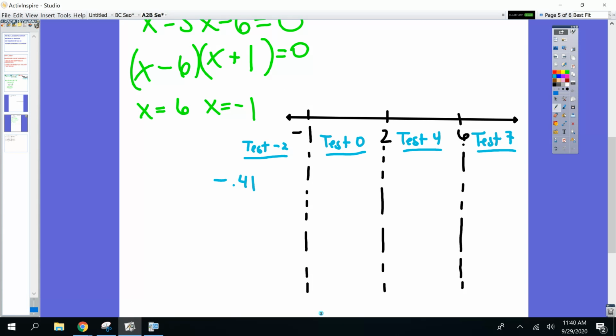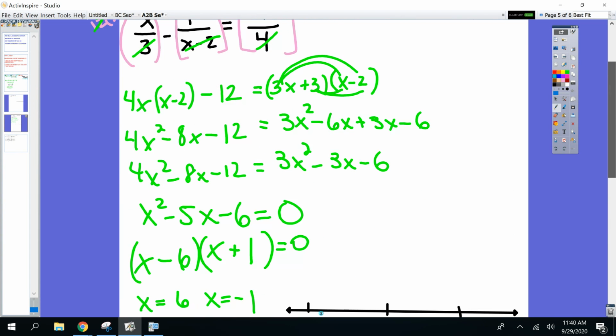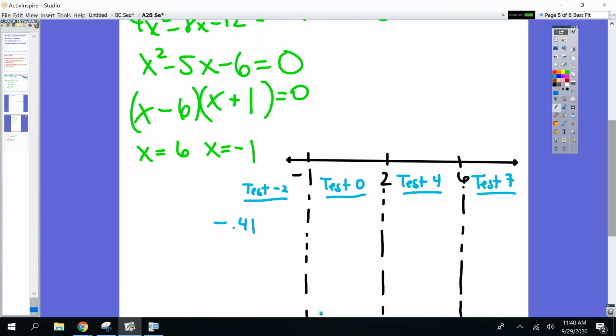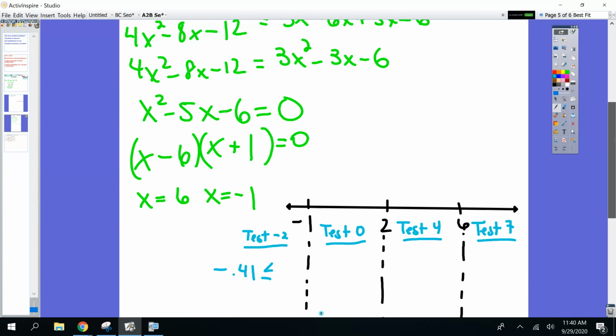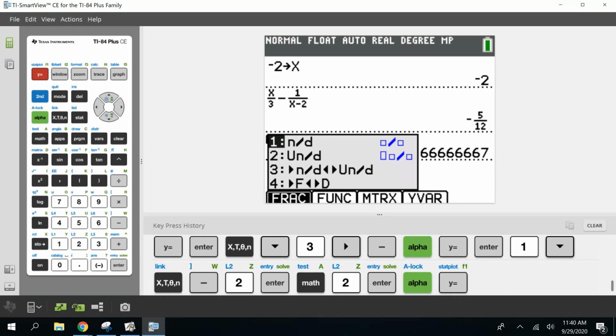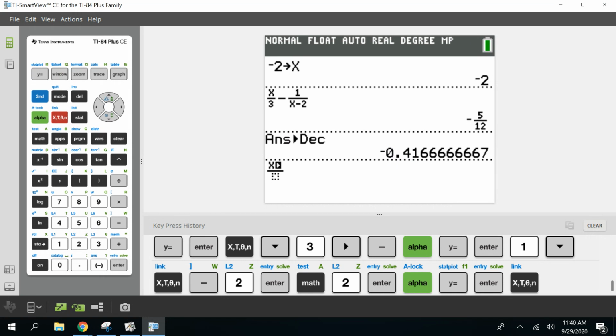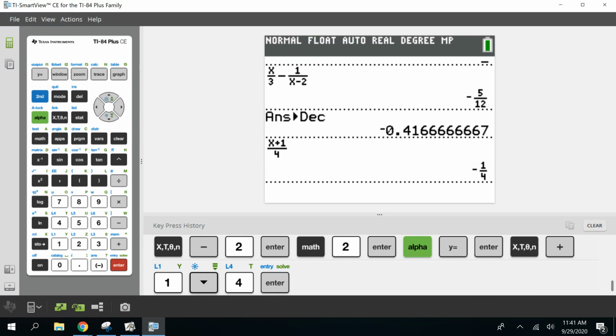So I go, all right, -0.41. What was my inequality symbol here? Less than or equal to? Is -0.41 less than or equal to... Now type in the right side into your calculator. What was the right side? X plus 1 over 4. -1/4, what's that? -0.25?